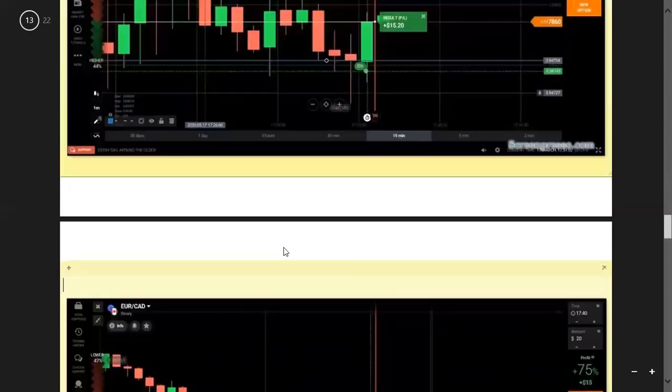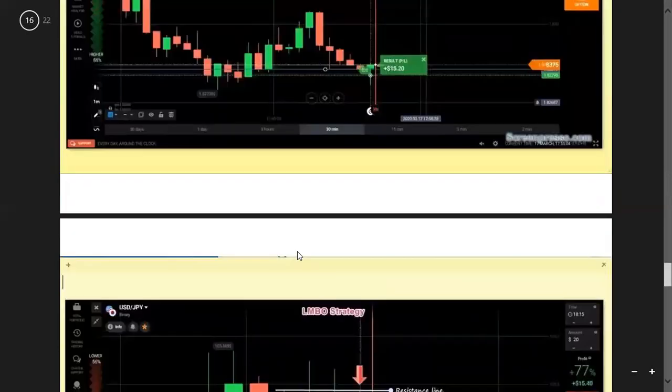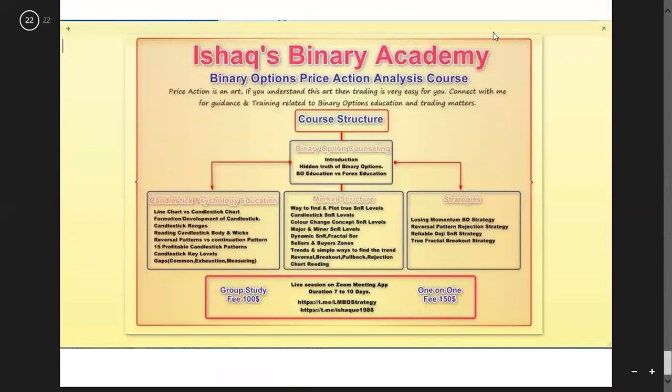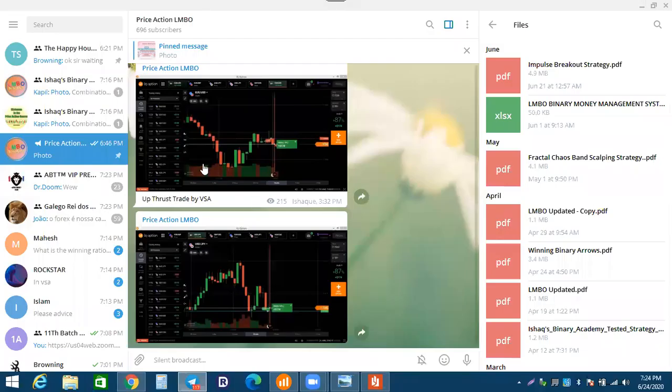These all the trades are taken. You can see these trades. These are very informative and very good strategy. It's giving me so much winning ratio. You can add in your setup.